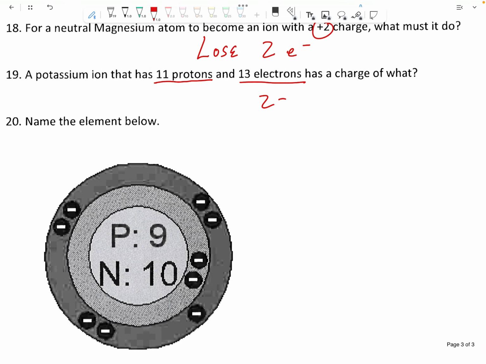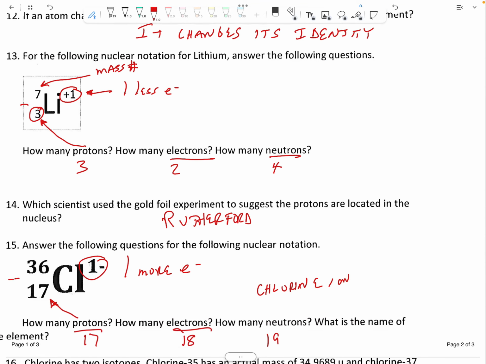And then to identify the element below, all you have to do is look at the number of protons. And there are 9 in there. That happens to be fluorine, because all you have to do is find the atomic number 9 in the periodic table, and you get fluorine. Okay, now to the math.